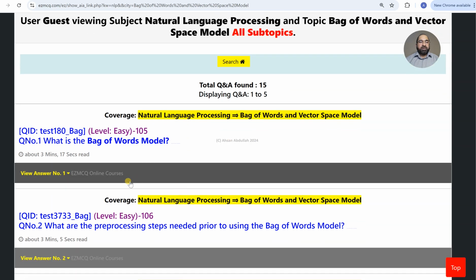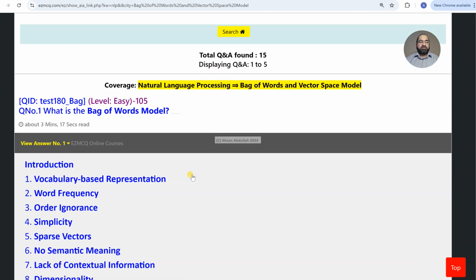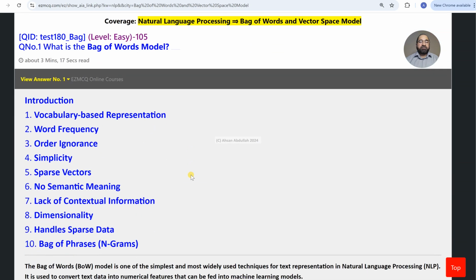So what is the bag of words model? Before we move ahead, what is the model itself? We are working with text in natural language processing, and it doesn't make any sense to add text, multiply text, subtract text, or find the correlation between text and so on. So we need to convert the text into numbers, and that is the modeling part.